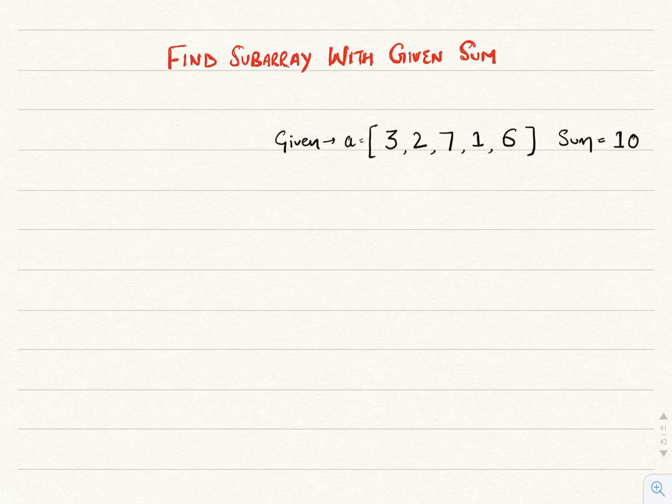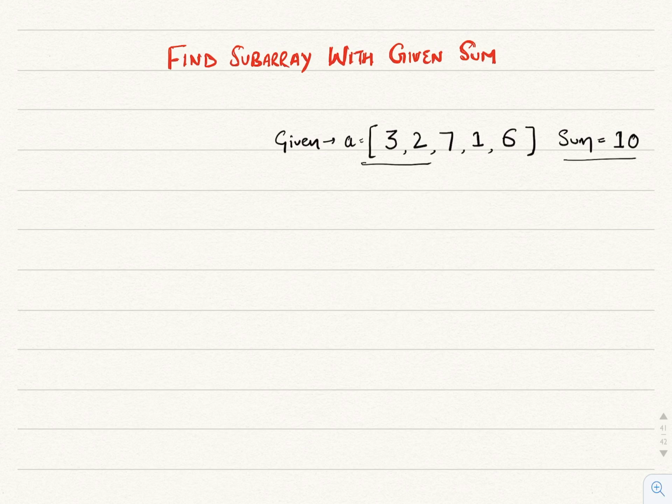Hi everyone. So the problem I'm going to discuss in this video is how to find the subarray with given sum. So we have given an array and a sum. So we have to find the subarray in this array A so that the sum of that subarray will be equal to the given sum, which is 10.